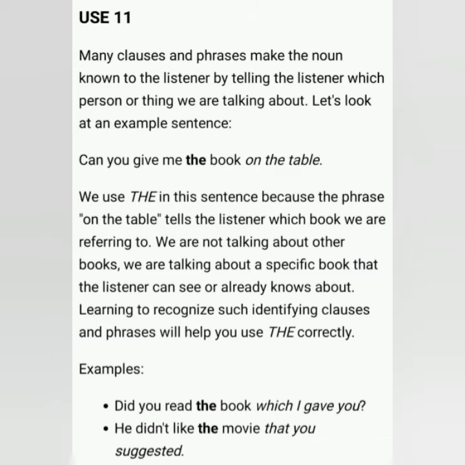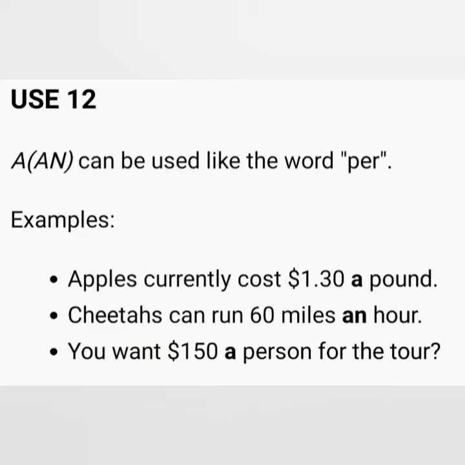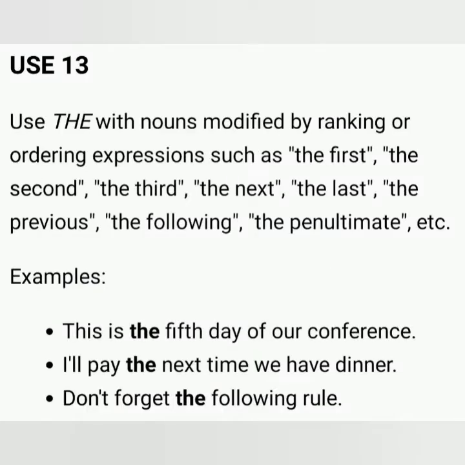"Did you read the book which I gave to you?" "He didn't like the movie that you suggested." A or an can be used like the word per. Example: "Apples currently cost $1.30 a pound." "Cheetahs can run 60 miles an hour." "You want $150 a person for the tour."